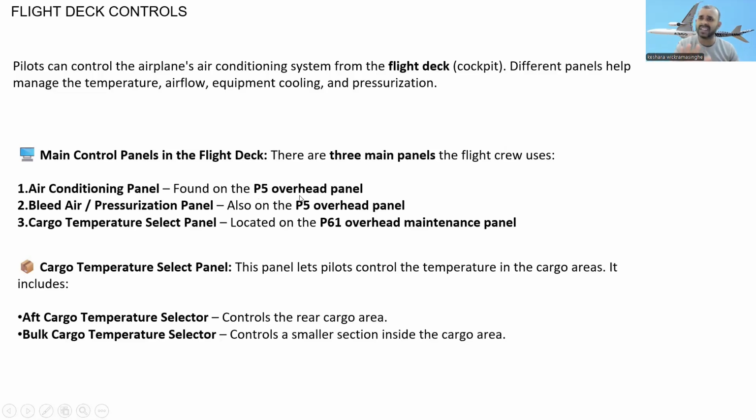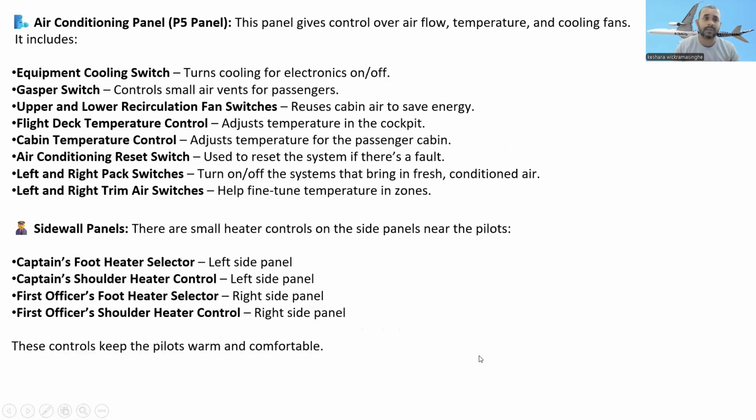Okay, P5 overhead panel. I remember in the previous section, chapter 20, I discussed the panels. You can watch that video. The air conditioning panel is found on the P5 overhead panel, and the bleed air pressurization panel is also on the P5 overhead panel, and the cargo temperature select panel is located on the P61 overhead maintenance panel. This panel lets pilots control the temperature in the cargo area. It includes the aft cargo temperature selector, which controls the rear cargo area, and the bulk cargo temperature selector, which controls the smaller section inside the cargo area.